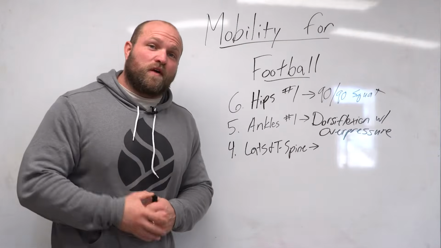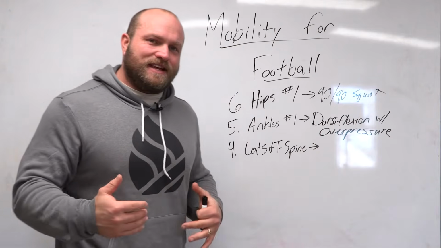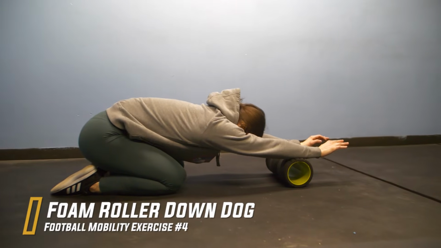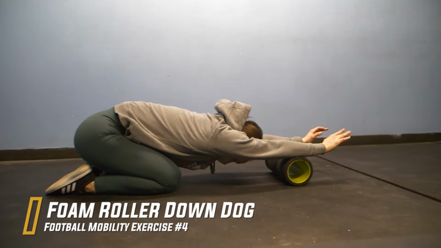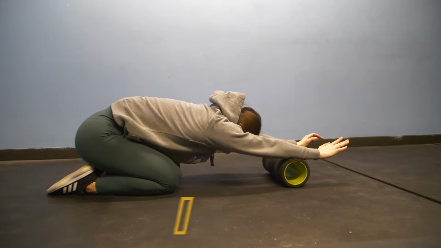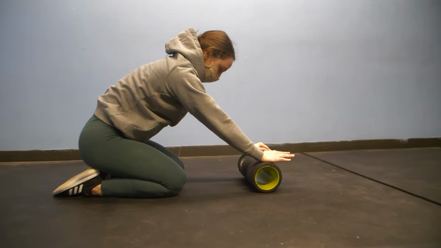Now that takes us into our fourth exercise, and this is gonna focus on the lats and the T spine. And this is going to be the foam roller down dog. So when we're talking about the foam roller down dog, this is going to help us extend our thoracic spine and rotate our thoracic spine a little bit more effectively.